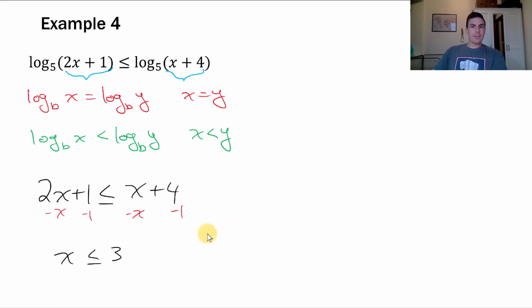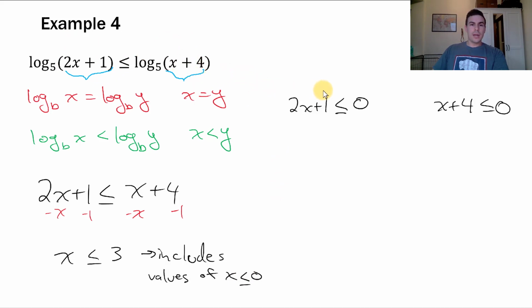Again, I have to think about what this includes here, because this includes values of x that are less than or equal to 0, and these values are outside of the domain of log. So since I have not just x inside my logs, I need to set both of the insides of these logarithms, 2x plus 1 and x plus 4, less than or equal to 0. We're doing this to find out what intervals of x we are going to exclude from this solution. We need to exclude some parts here, so we're going to solve for x.